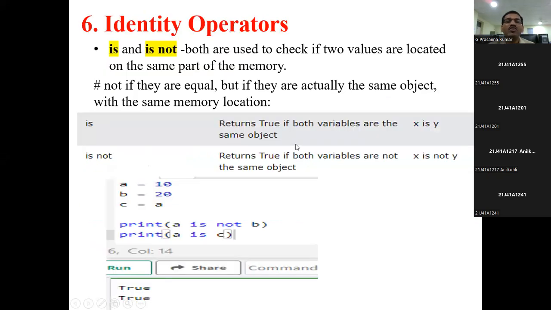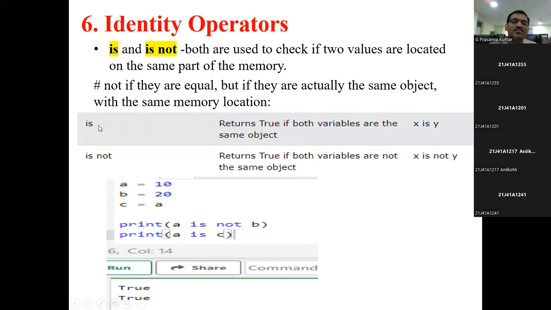Okay, identity operators. There are two identity operators, is and is not. Is is used to return true if both variables are the same object. It returns true when both x and y are the same object, and returns false when both are not the same.